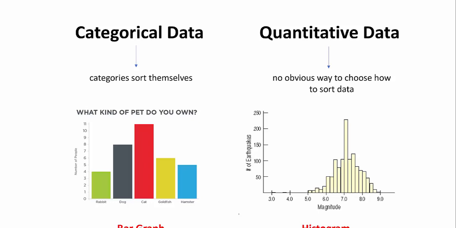What we're going to work with is quantitative data. And when we're dealing with this, there's really no obvious way to choose how to sort the data. And you'll notice that there will be a choice. So for this example, we're looking at the magnitude of earthquakes. Earthquakes each have a certain magnitude, and that magnitude is signified by a number. Now, the reason we said that there's no obvious way to sort this data, obviously magnitude can increase or decrease, but what we're talking about is little bins, right?